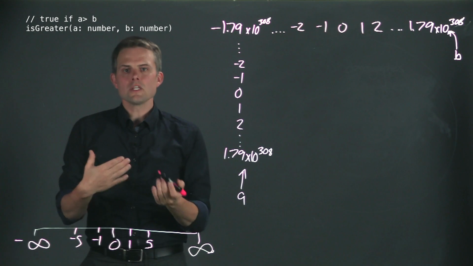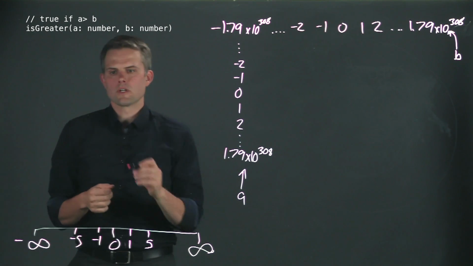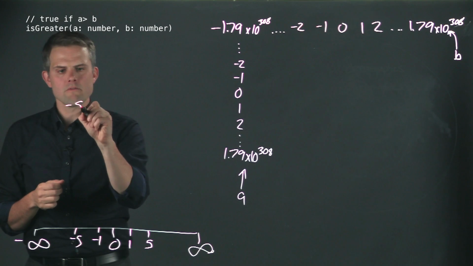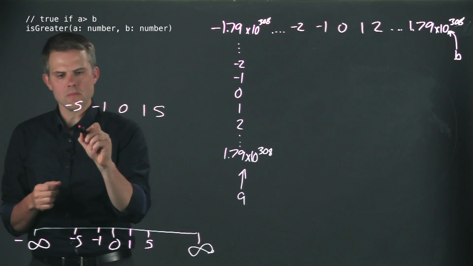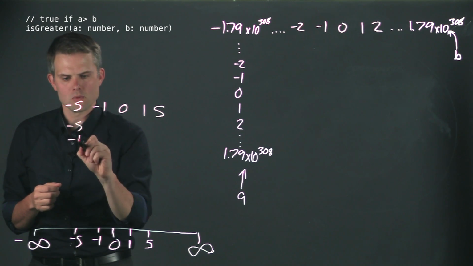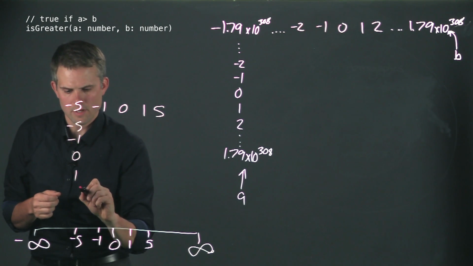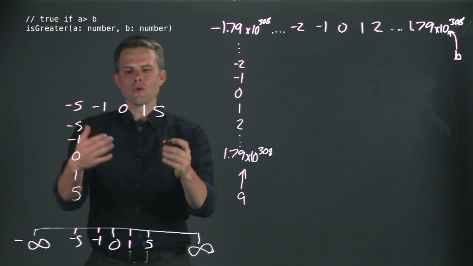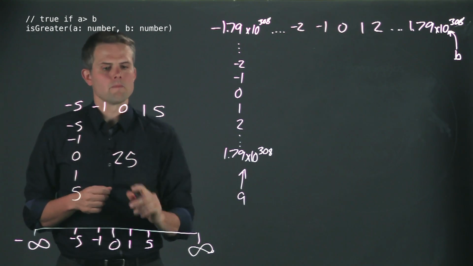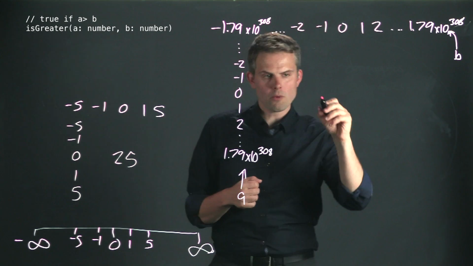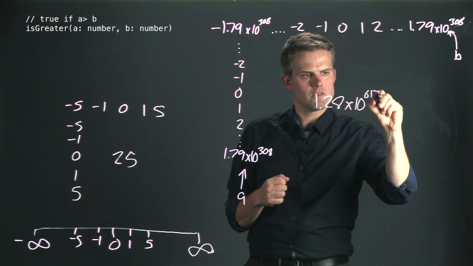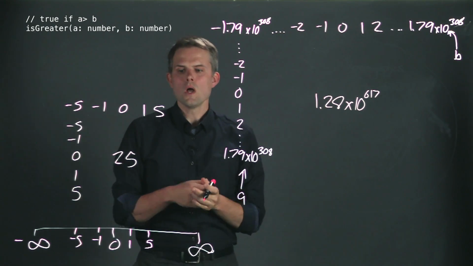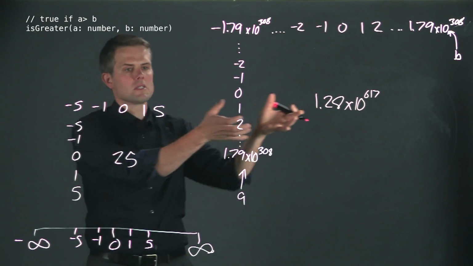So let's apply these equivalence class partitions to our is-greater function. So we can go -5, -1, 0, 1, 5. And the same thing here, -5, -1, 0, 1, and 5. So in total, here we have 25 options. And over here, we recall we had 1.28 times 10 to the 617th power options. So this is a much more tractable space than this one.